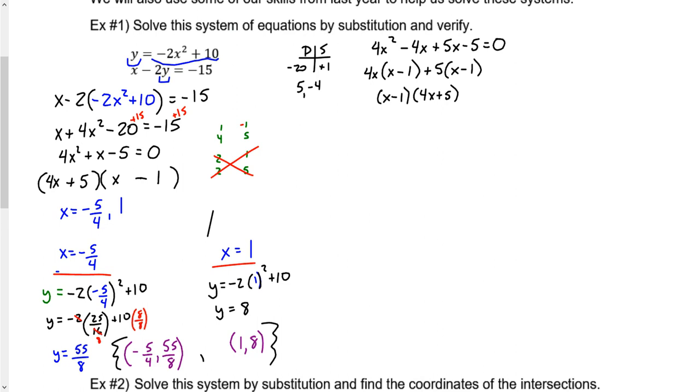To verify, we're going to use each of these points. So let's verify the easy one first. 1, 8. Well, we're going to put this 1 and 8 into the other equation. 1 subtracting 2 times 8 equals -15. So 1 subtracting 16 equals -15. Absolutely, -15 equals -15.